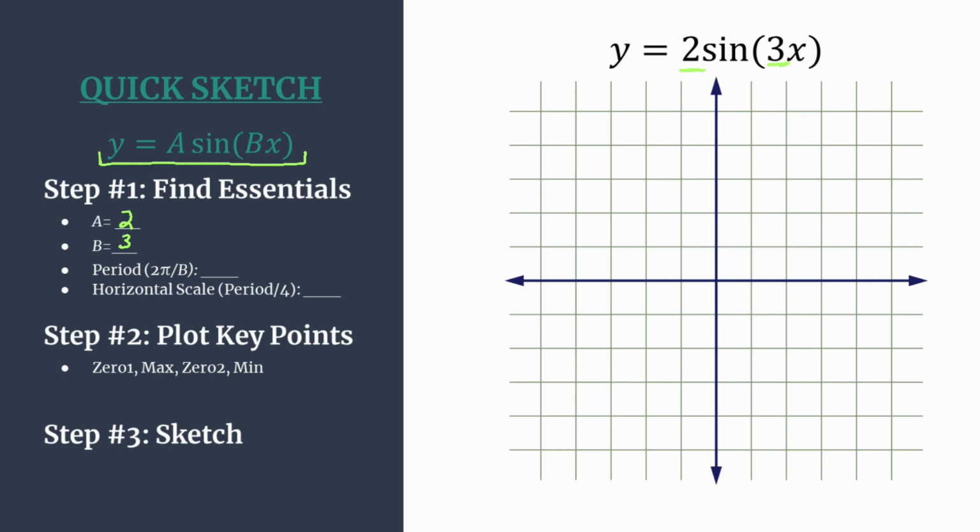And we'll use it to calculate the period, which is 2 pi over b. So our period for our equation is going to be 2 pi over 3. That's the length of one horizontal cycle.